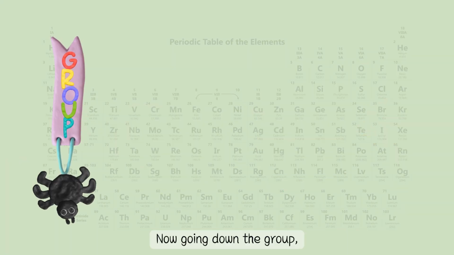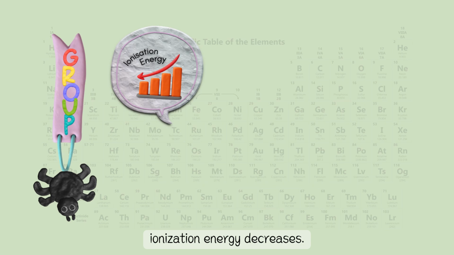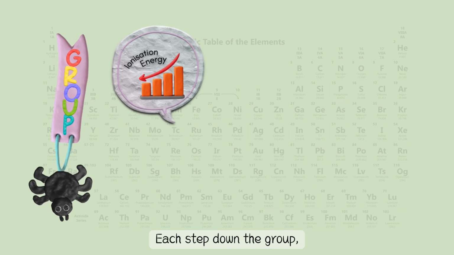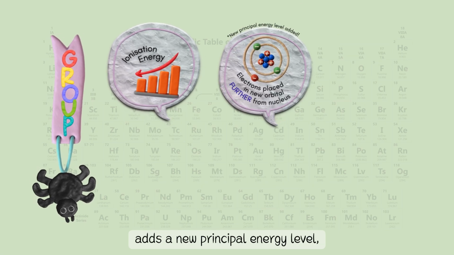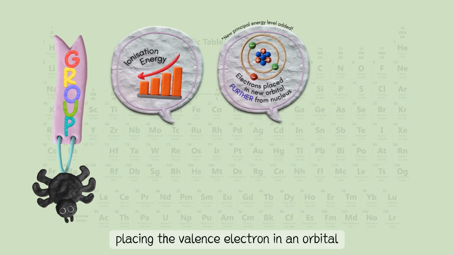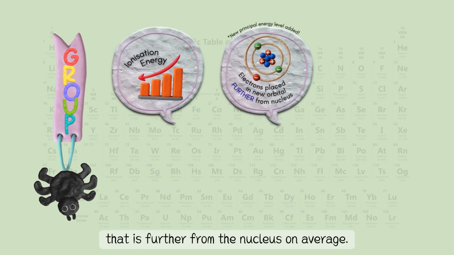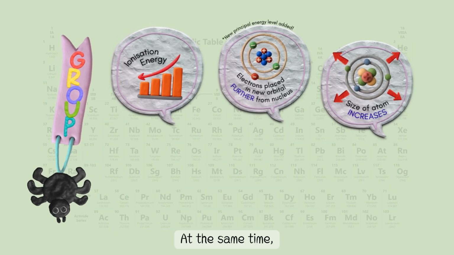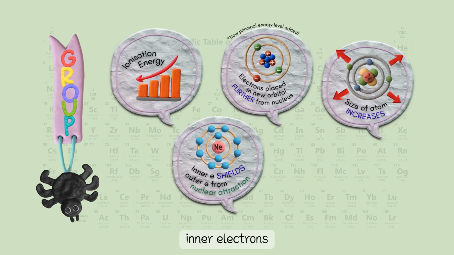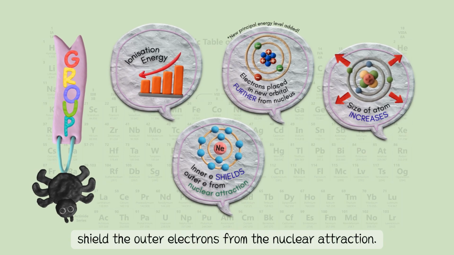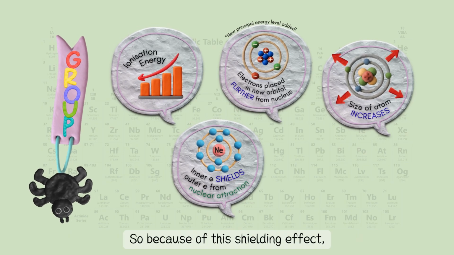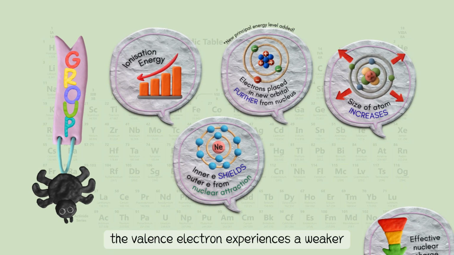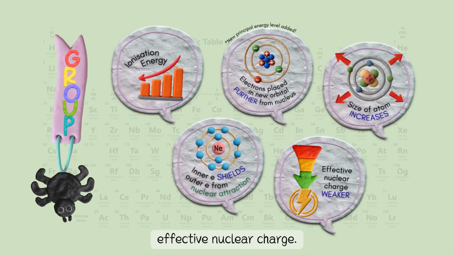Now going down a group, ionization energy decreases. Each step down the group adds a new principal energy level, placing the valence electron in an orbital that is further from the nucleus on average, so the atomic size also increases. At the same time, inner electrons shield the outer electrons from the nuclear attraction. So because of this shielding effect, the valence electron experiences a weaker effective nuclear charge.